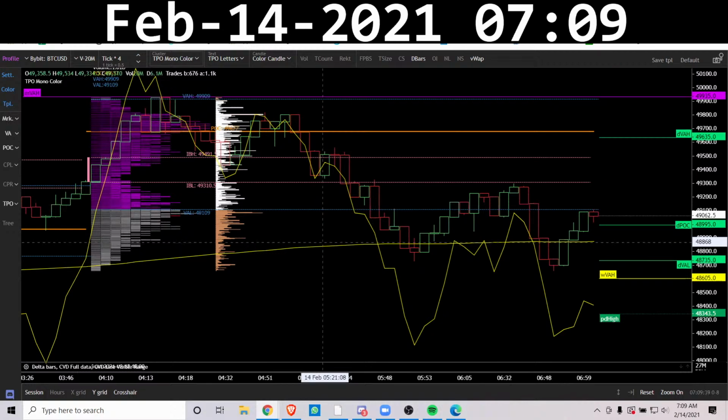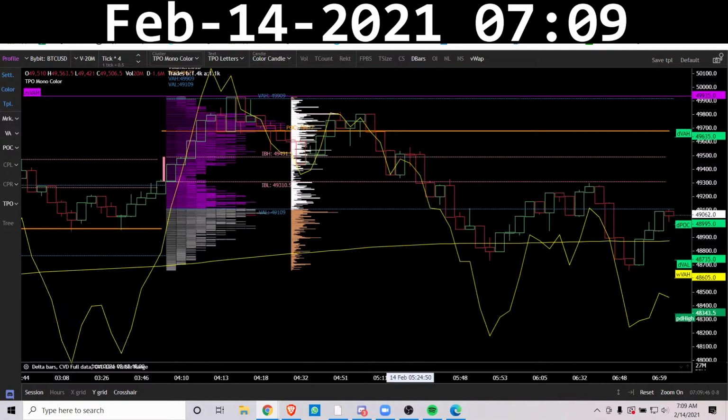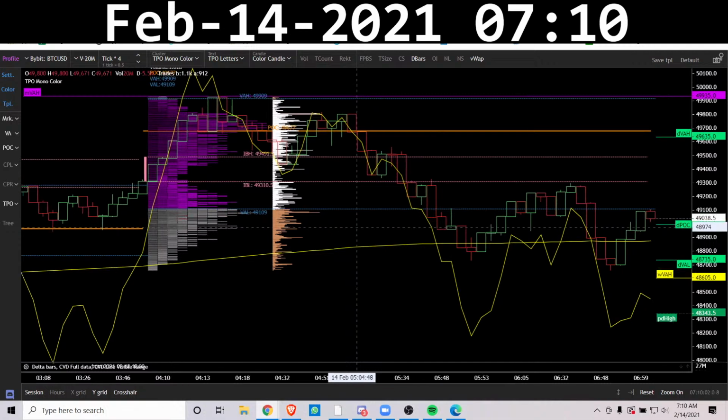And this is the time value area low, and the session value area low is, where was that? This was at 48,750. So you can see that they're a bit off, the time value area low and the session value area low. So yeah, again, the session value area low is 48,740, and the time value area low is at 49,109.